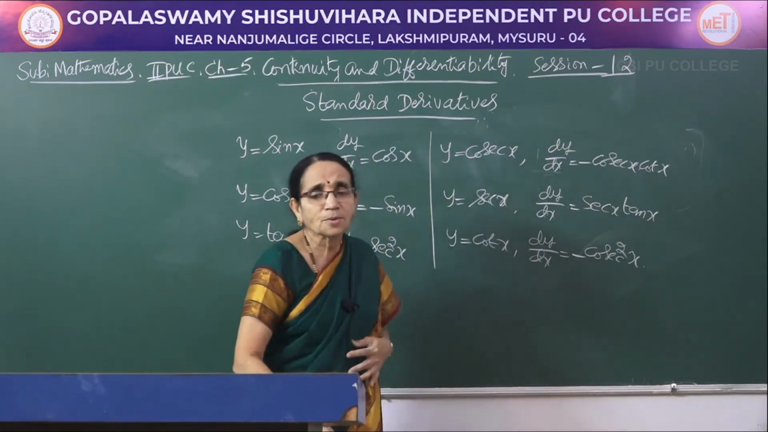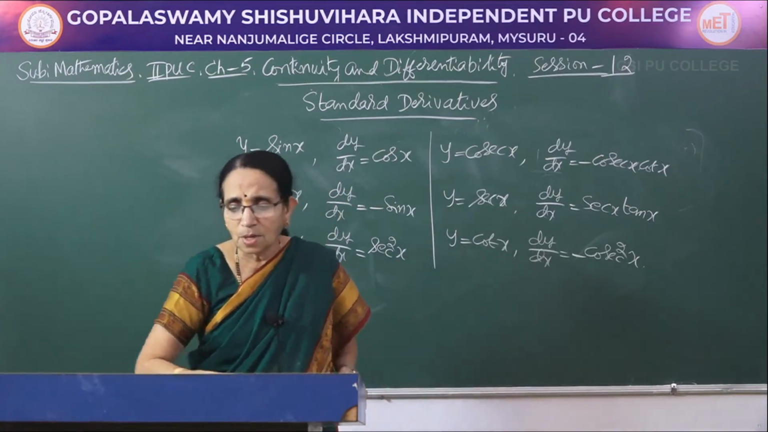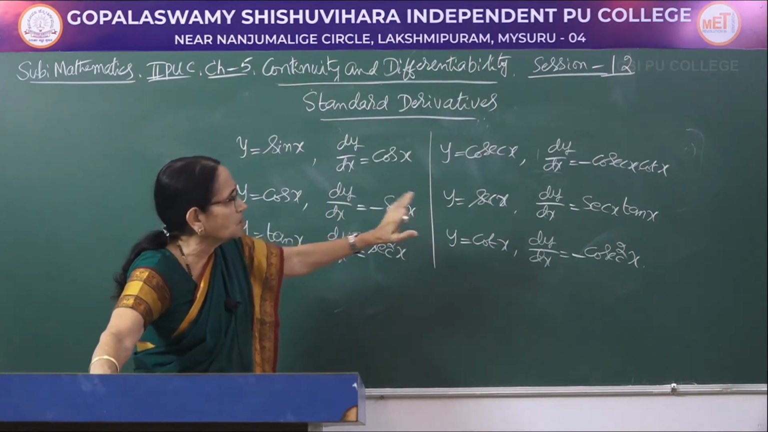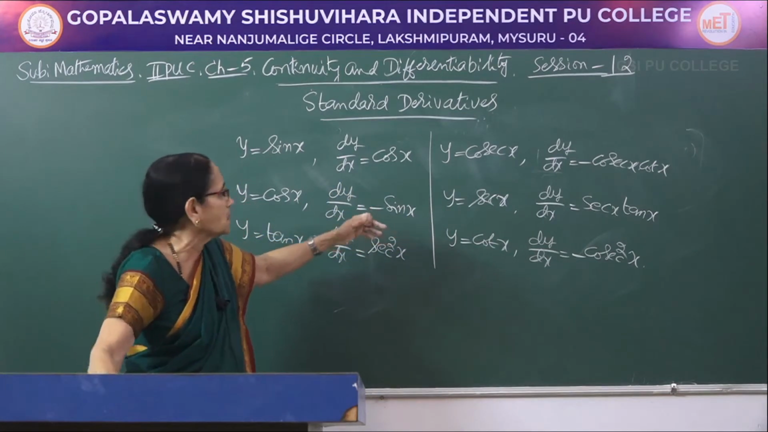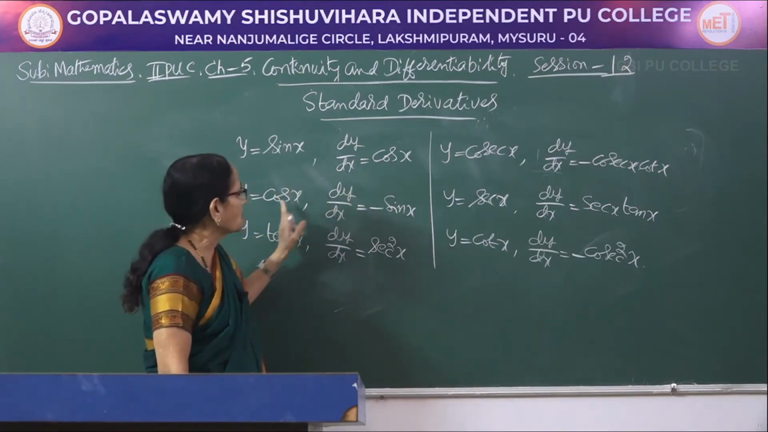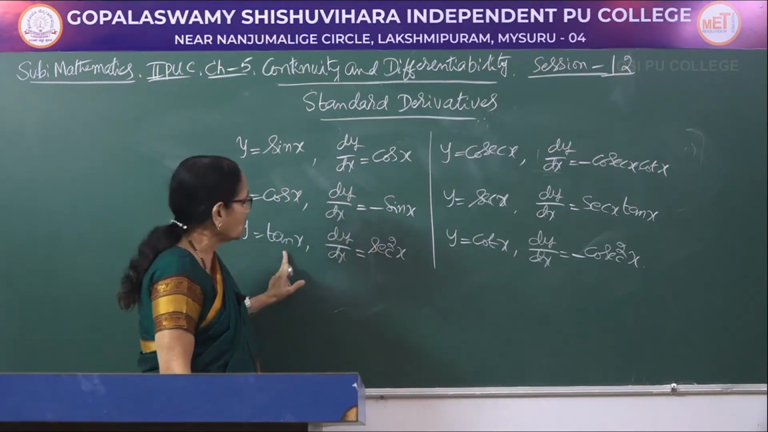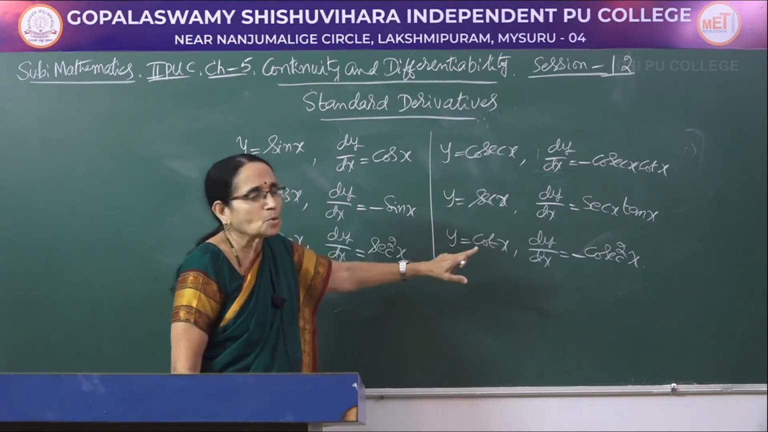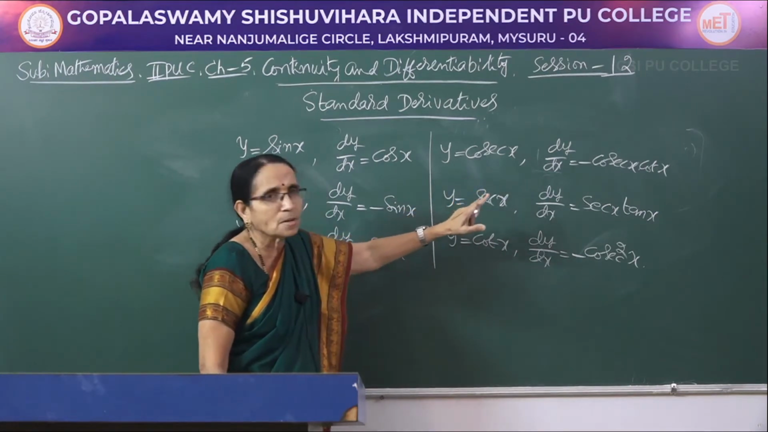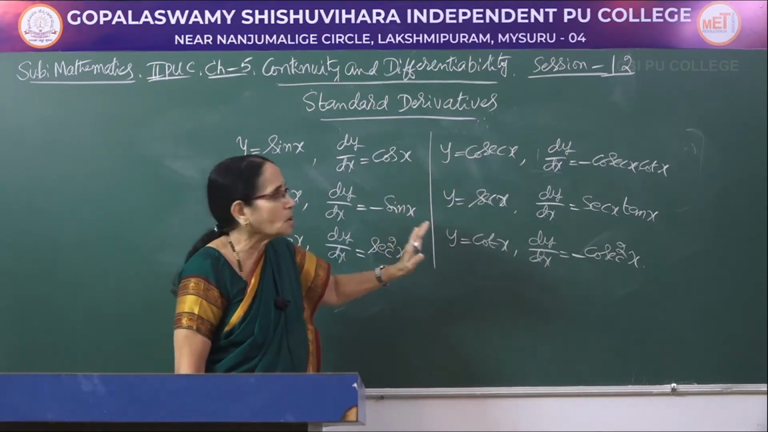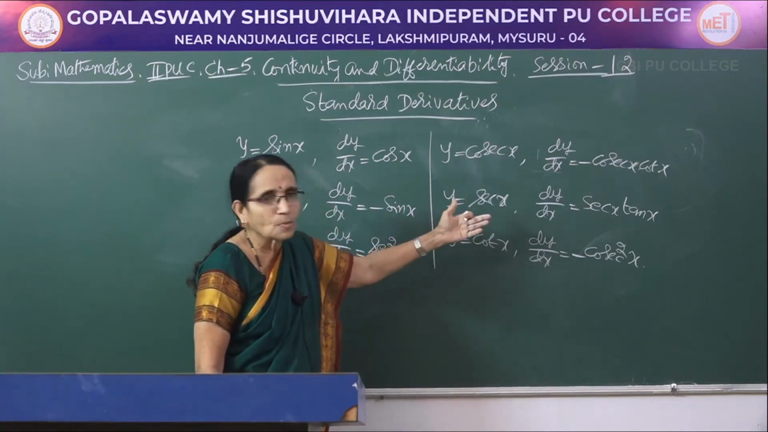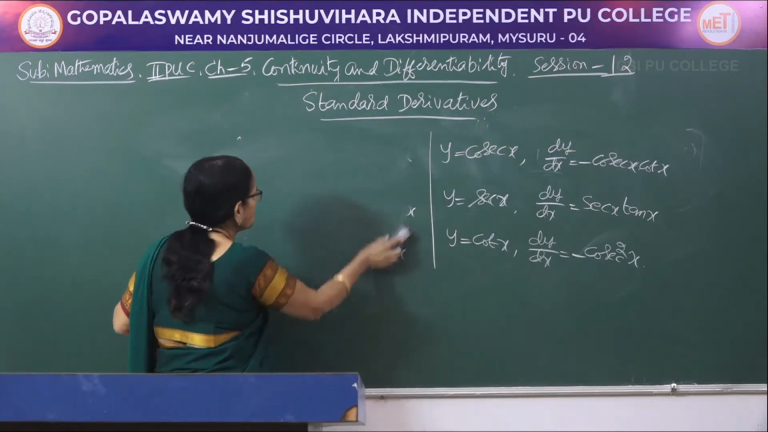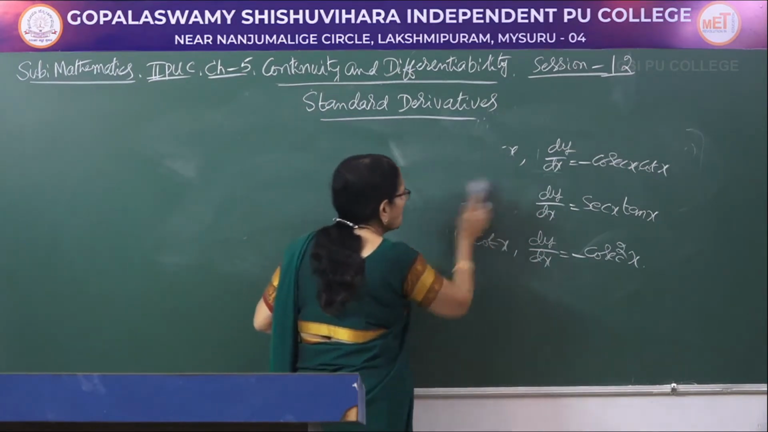Now, these are the 6 trigonometric functions we had considered in the first year PUC. So, here you observe 1, 2, 3: 3 are positive, 3 will be having the negative sign. So, sin x will become cos x, cos x will become minus sin x, tan x will have the derivative secant square x, cot x will have the derivative minus cosecant square x, and cosecant x has a derivative minus cosecant x into cot x, and secant x, the derivative of this is secant x into tan x. So, these are the trigonometric functions whose derivatives I have given you.